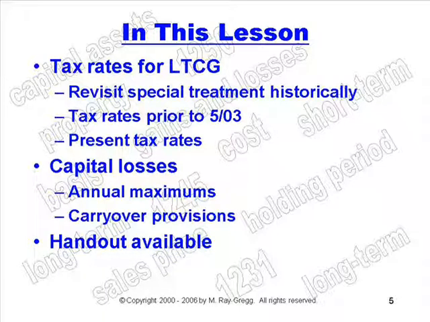There is a handout available to accompany this lesson. I hope that you'll take time now to go to the class website and acquire that handout, print it out, and use it to follow along. I think it will be easier for you if you followed along on the handout as we went through this material.